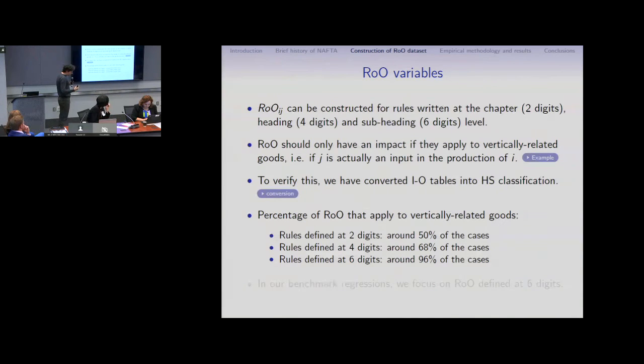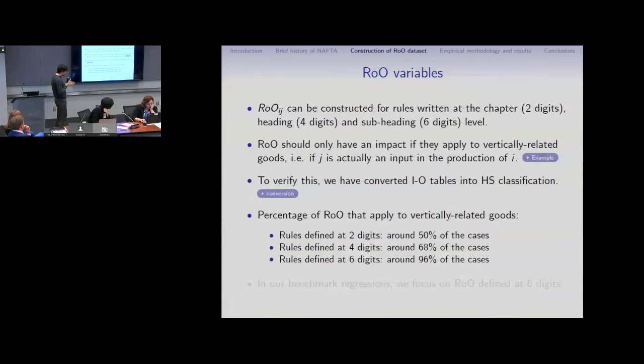There is a further issue, which is that maybe rules of origin apply to outputs and inputs that are not vertically linked in the input-output table. So there is no reason to think there should be an effect. We try to take care of that by using the input-output tables. There are a couple of issues about how we match the HS data with the input-output tables, given that the classification is different. But basically what we end up with are some statistics that tell us how likely it is that an input and an output are vertically linked, depending on at what level the rule is written.